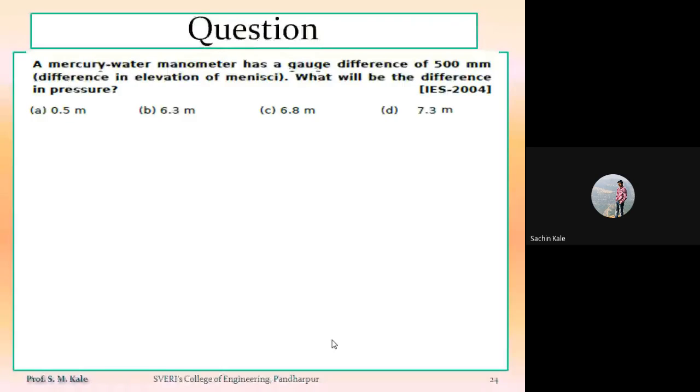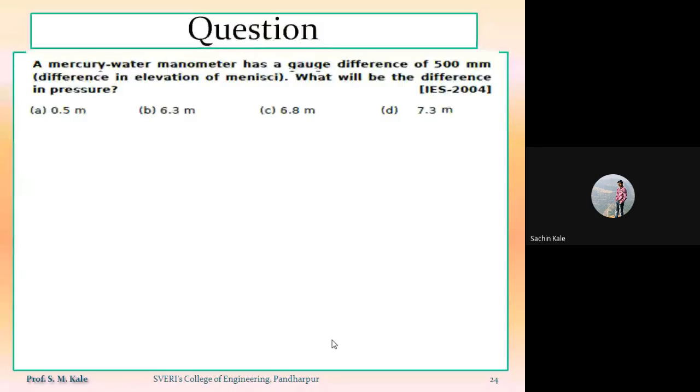Now here if you see, they have asked us to find out the difference in pressure, but whatever options they have provided are in terms of meter, not in terms of Newton per meter square or Pascal. That means they have not asked us the value of pressure intensity. They have asked us the value of pressure head, that is nothing but we have to find out the value of h. All the options are in terms of meter, so we have to find out the value of pressure head, that is h.